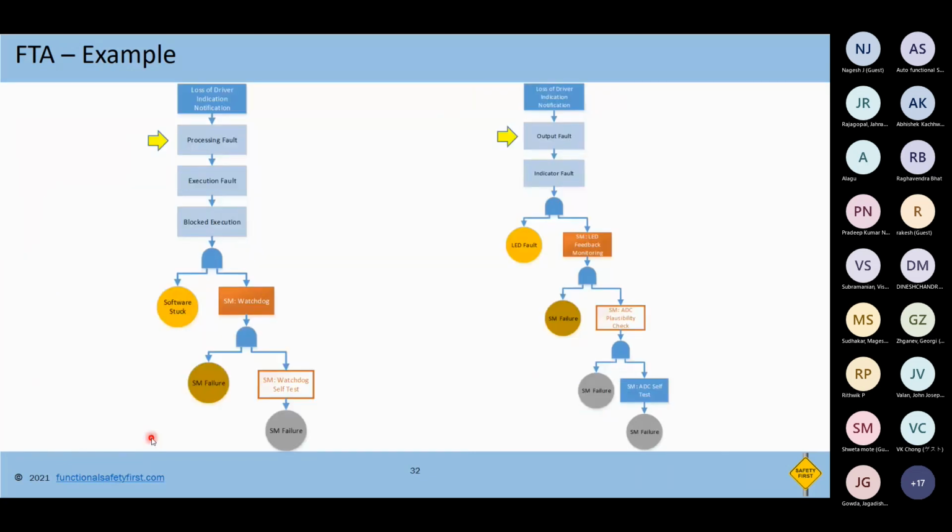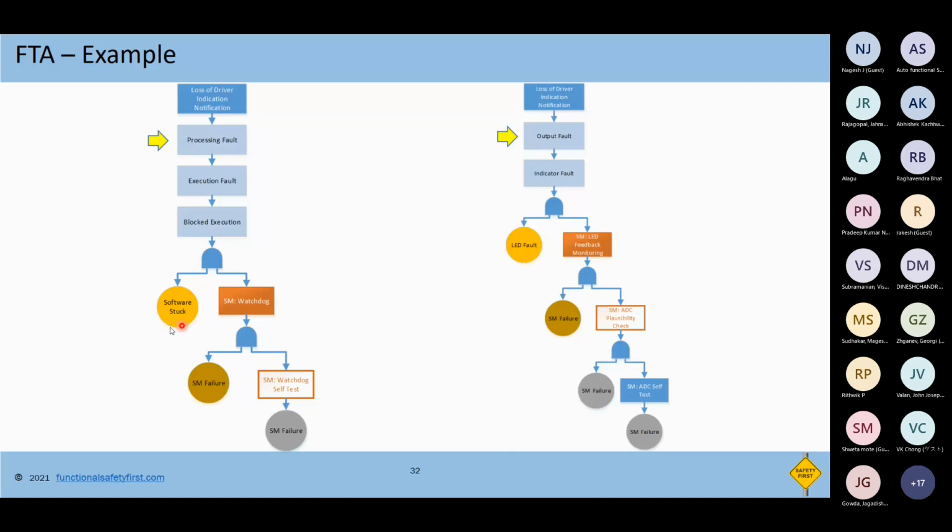Let me go to a specific use case to explain how we arrived at this. So my top event is loss of driver indication notification. One of the intermediate categories is my processing side. There could be some fault. So the processing side might have some execution-related fault, and it could be a blocked execution. So basically the software stack is my failure mode, which results in my loss of driver indication notification. So I'll be adding a watchdog as a safety mechanism.